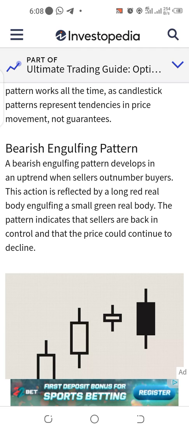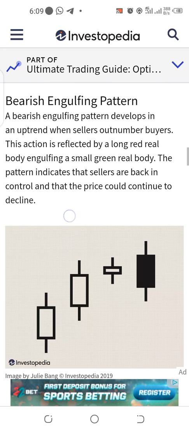This action is repeated by a long red body engulfing a small green body. The pattern indicates that sellers are back in control and that the price could continue to decline. Now, this is one of the patterns, the bearish engulfing pattern.